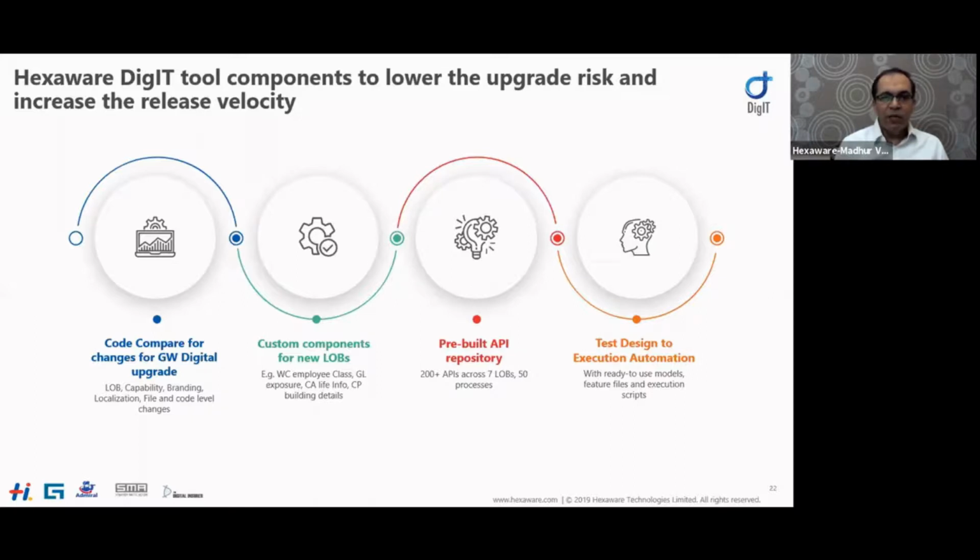There are a few others on the slide, which are custom components for new LOBs which are not available out of the box, and a pre-built repository of edge services on top of the ones that are available out of the box. We call that solution the API Connect solution. So that repository is also available. I won't go into details of the other two for want of time. But we believe that Digit is helping insurance companies such as Admiral to lower the upgrade risk by bringing in automation across the life cycle of the upgrade process.